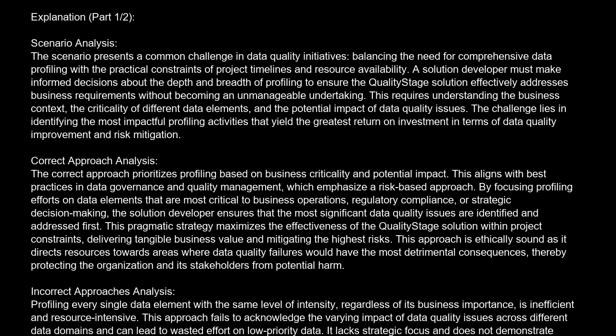Incorrect approach analysis. Profiling every single data element with the same level of intensity, regardless of its business importance, is inefficient and resource-intensive. This approach fails to acknowledge the varying impact of data quality issues across different data domains and can lead to wasted effort on low-priority data. It lacks strategic focus and does not demonstrate professional judgment in resource allocation.